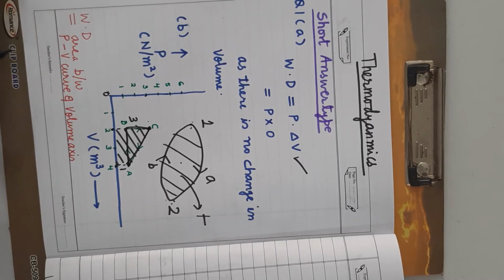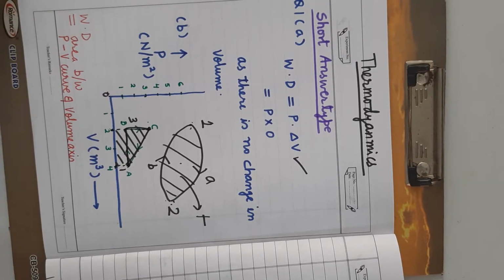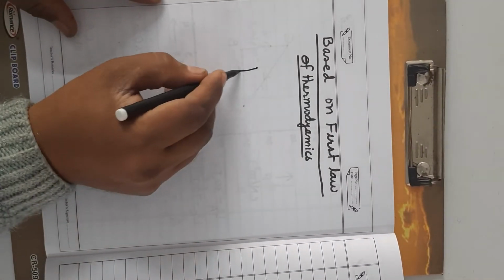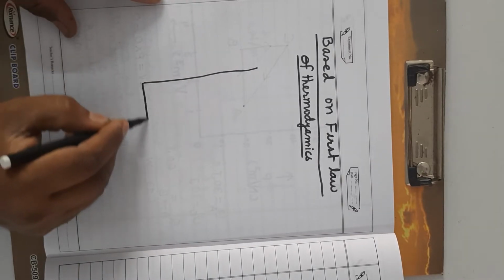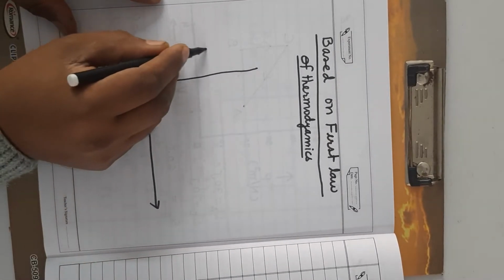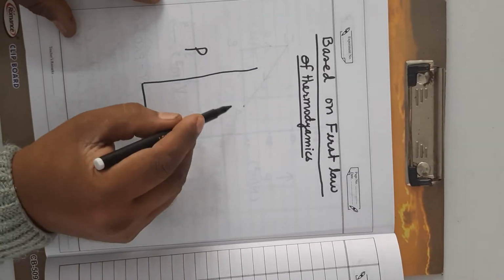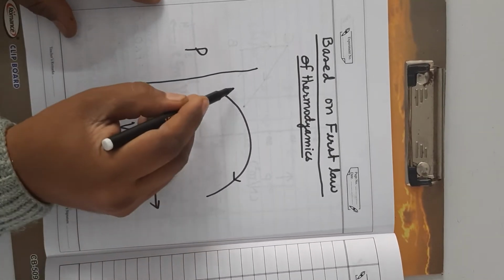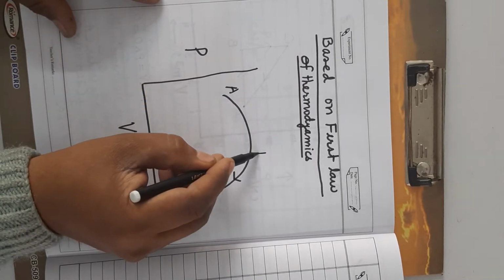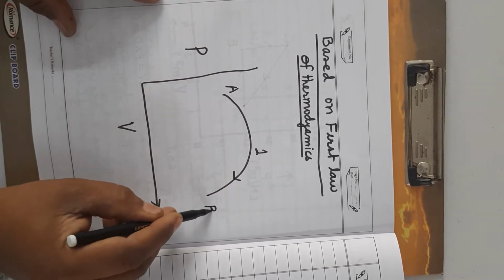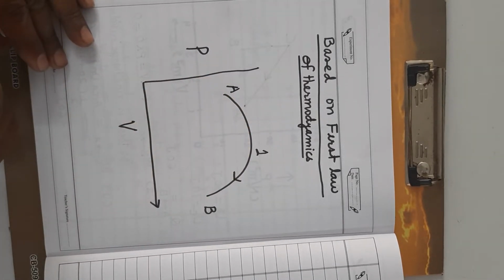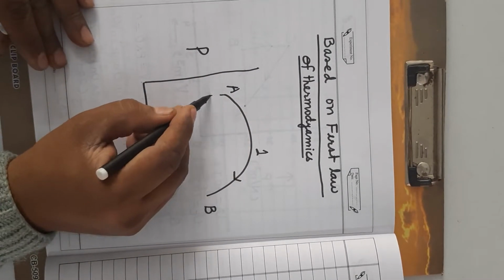वैसे भी हम देख सकते हैं. You can see here, I am making here. See here. This is P, this is V. What will be the work done in going from state A to the state B through 1? So it will be the area under this.